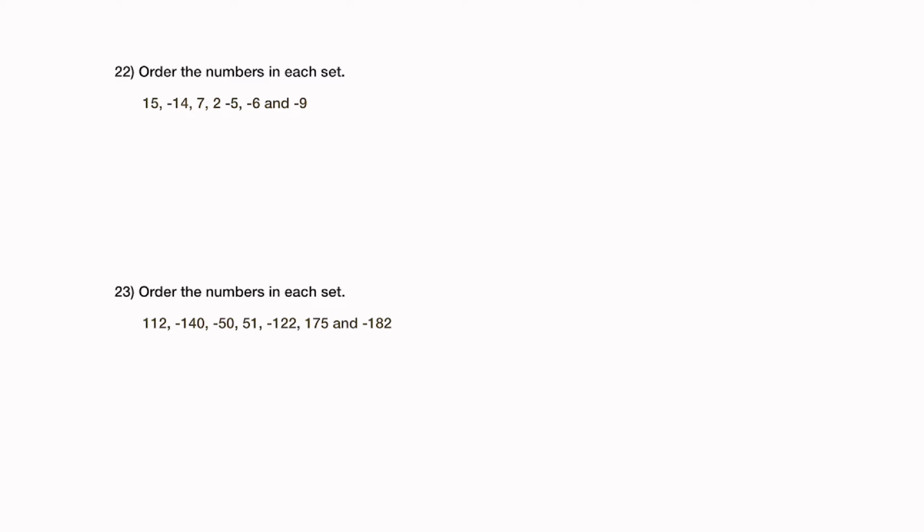Order the numbers in each set. So we need to order them. And if you remember, the way I prefer working is segregate them. So my negative numbers are minus 14, minus 5, minus 6, and finally minus 9. And I write the positive ones here, positive numbers. That's 15, 7, and 2. So this way, I do not make mistake. I ensure that all my numbers are there.